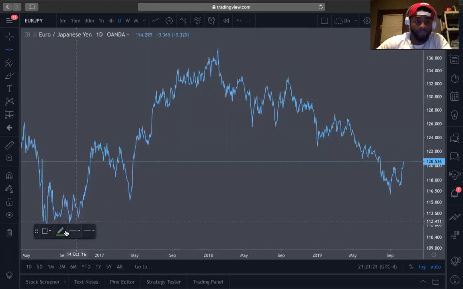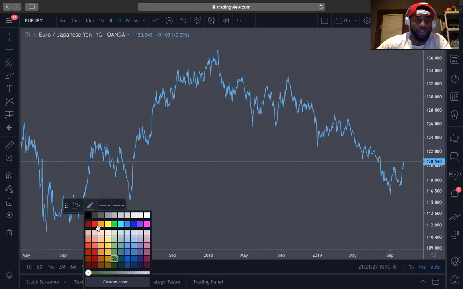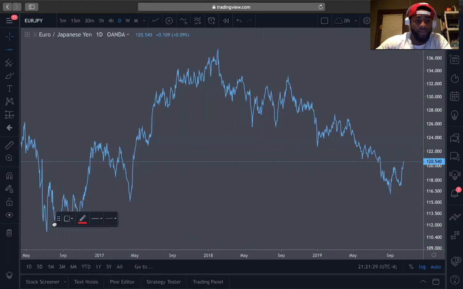So after you click it, a little box will come up, right? And you want to change that line from whatever color it is to a dark red. That way you can identify your daily support and resistance lines as red. You already know what it is. It's color coordinated. They don't necessarily have to be red, but this is how I was taught. You could do whatever color you want to.